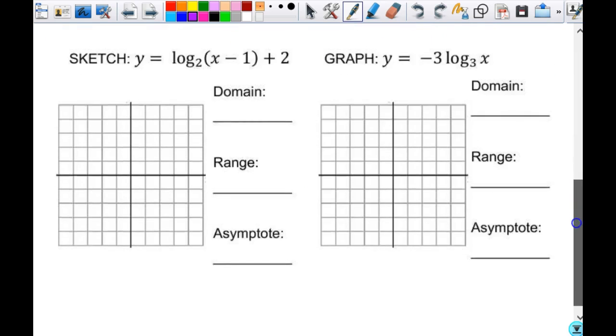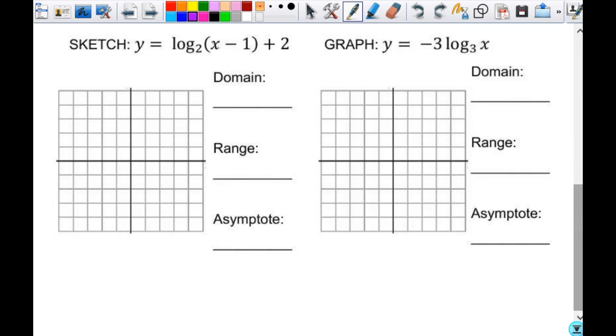So let's take a look at this one. This says to sketch. So I want an idea in my mind of what the parent function looks like, right? If this is a log and the base is greater than 1, then it's going to look something like this, right?